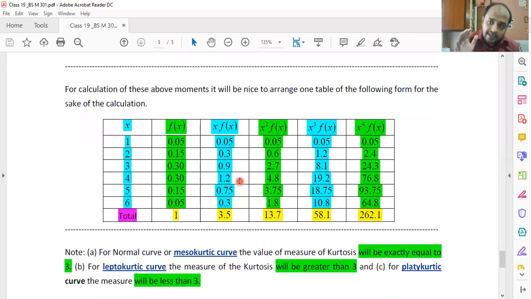So my suggestion to you, always use the table to calculate things. Otherwise, the probability of making mistakes or putting errors into your calculation will increase.